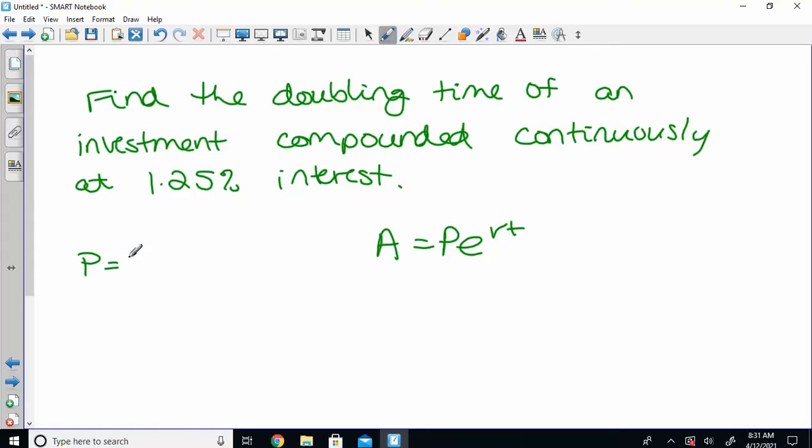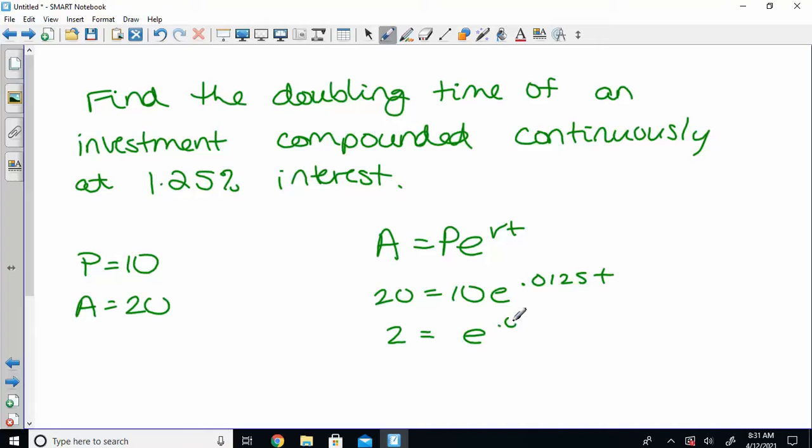So like our P is 10, then our A would be 20 because I wanted it to double. So then we could plug in like that. The r would be 0.0125. Divide by your 10. Add your natural log. And divide. So I just want to make sure you realize if I don't give you the starting amount, you can make one up in a scenario like that. Are we okay with those?